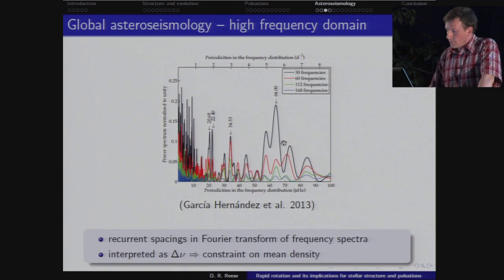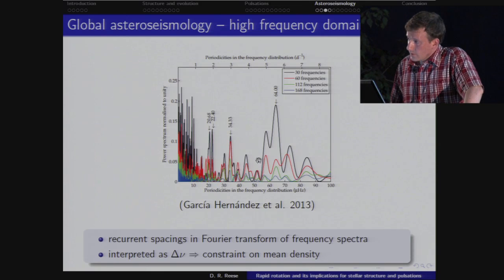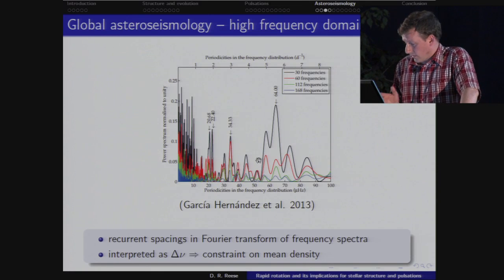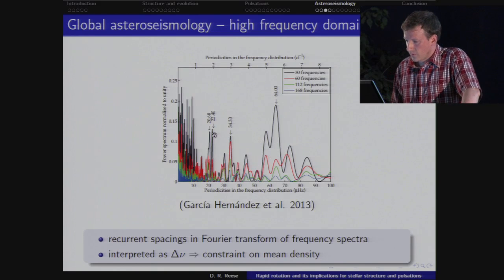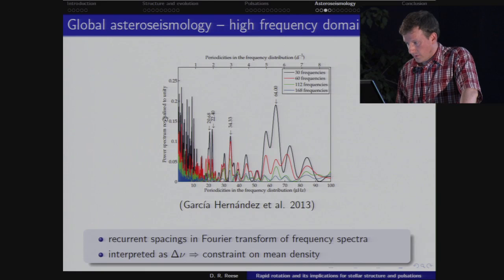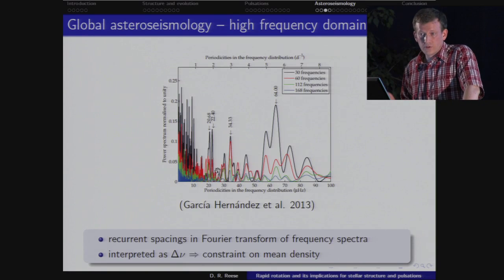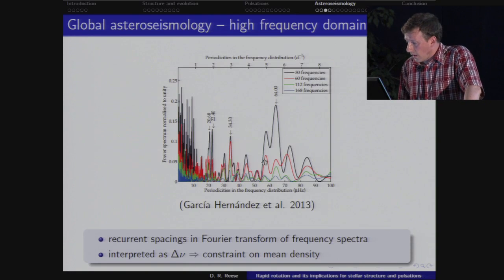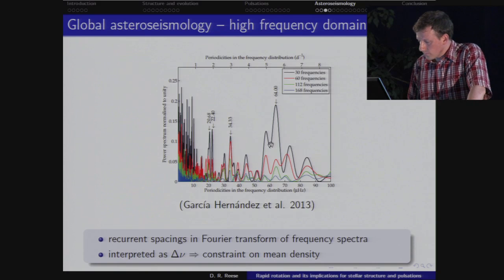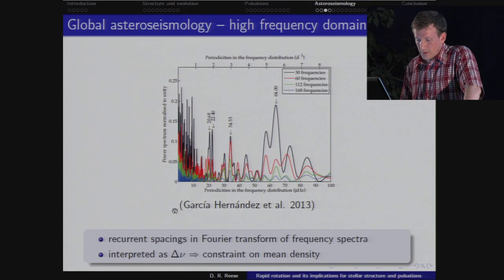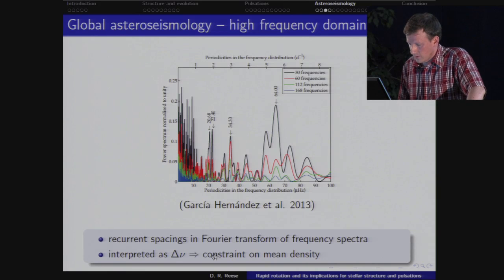In the high frequency domain, you can study the statistical distribution of the modes using, for example, Fourier transforms, such as what is done here, or also autocorrelation functions or histograms of frequency differences. In some cases, you can find recurrent spacings, such as illustrated right here. These spacings are useful because they could be the large frequency separation, and as I've shown you earlier, this can be used to constrain the mean density.